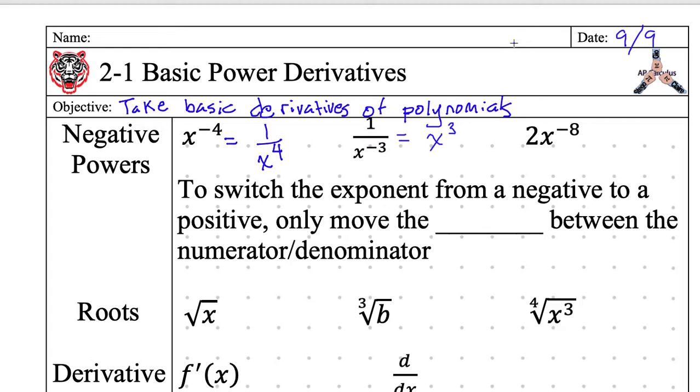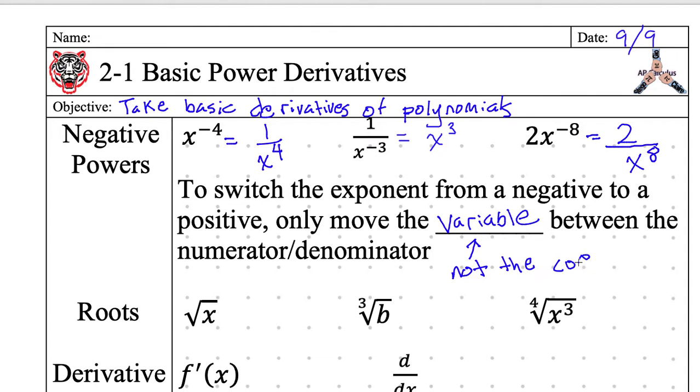Who wants to try the harder one? Is it 1 over 2x to the 8? You are so close. X to the power of 8 is correct, but the 2 stays on top. Most students will make that mistake; most people will bring that 2 down with the x to the power of 8. To switch the exponent from a negative to a positive, you only move not the coefficient, but the variable.